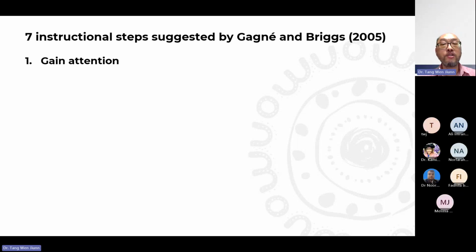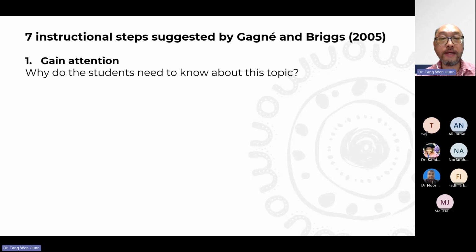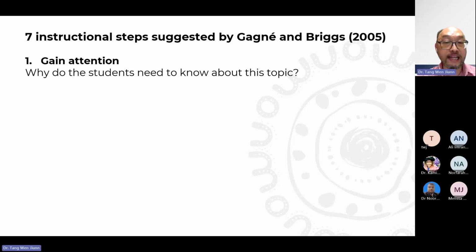Very quickly, these seven steps basically give us a guide on how to start until how to end a one-hour session. So basically, we will get the answer if we ask questions. The first step here is to gain attention. Before we start the class, we already greet them to get their attention, to be ready. We have to gain their attention.